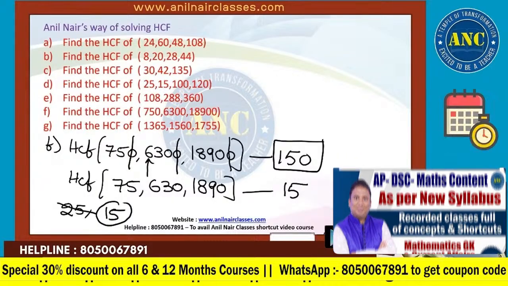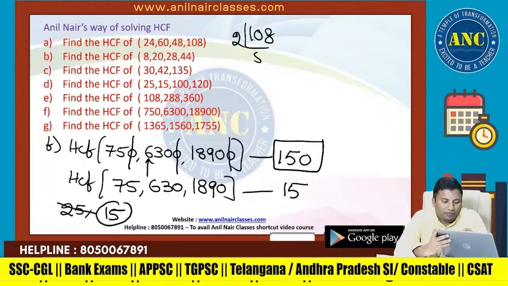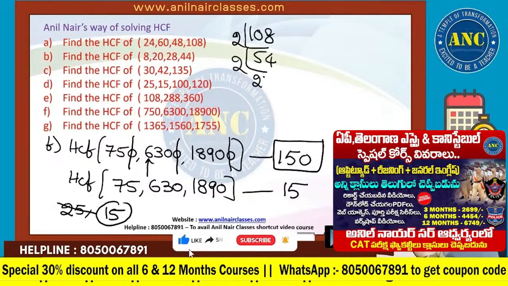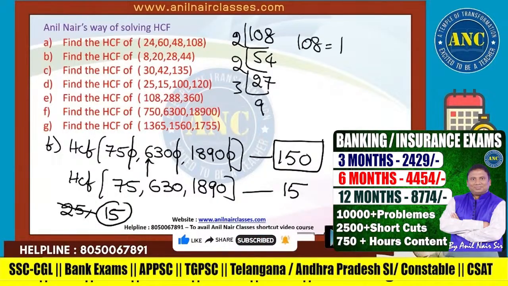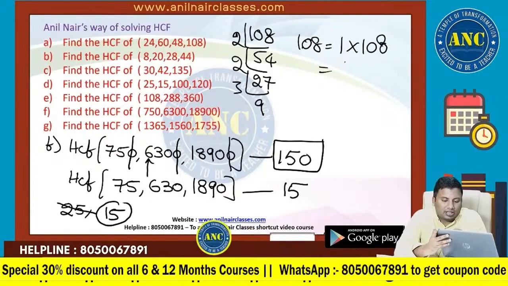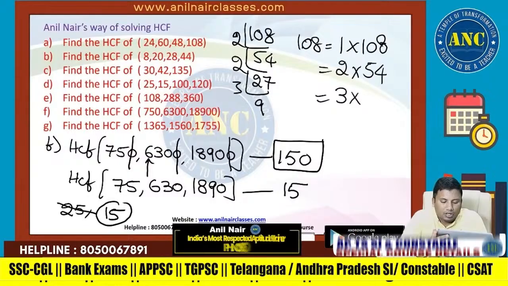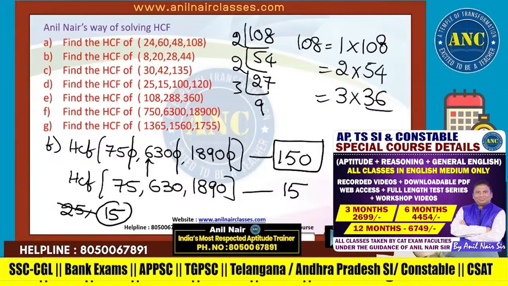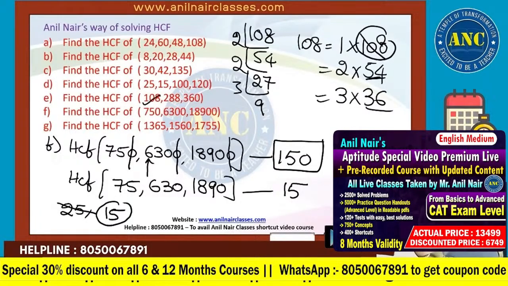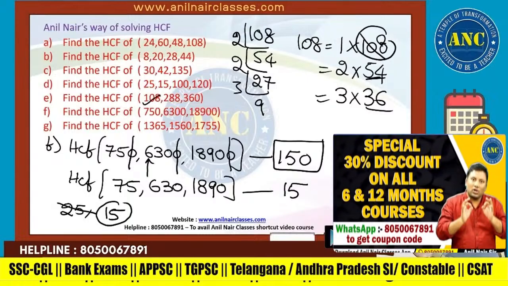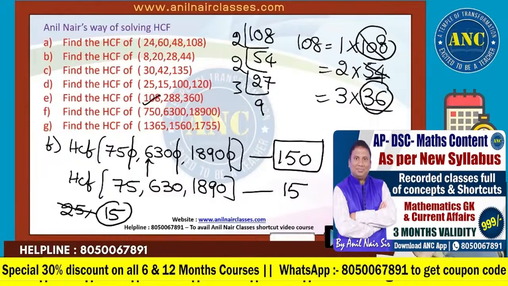Now, Cherry, you asked a question. 108 factors are: 1 into 108, 2 into 54, 3 into 36. First I took 108, then 54. 54 2s are 108. 54 will not go in 288. So that is the reason I took 36. Cherry, I hope it is clear.